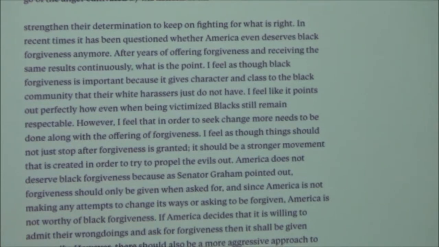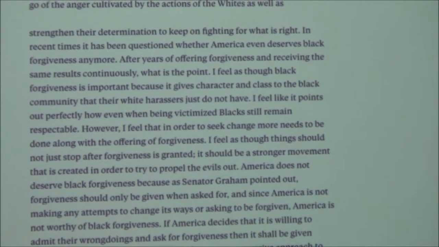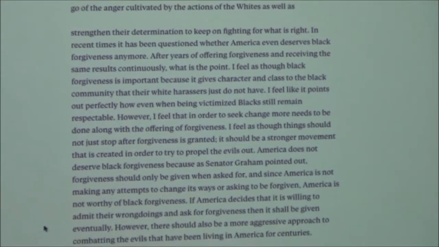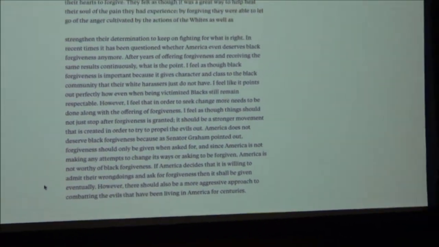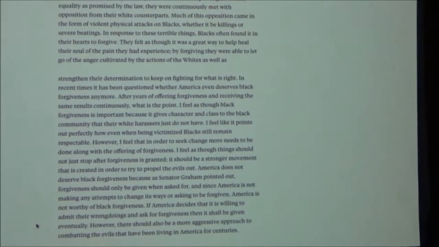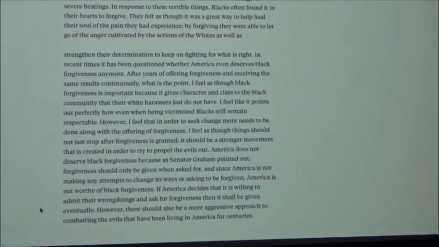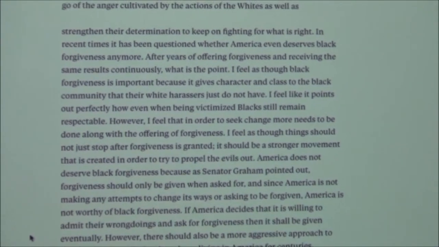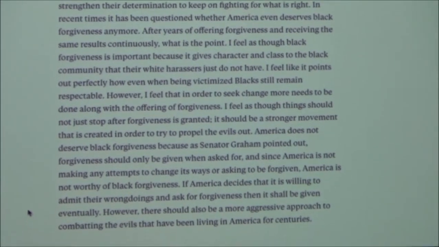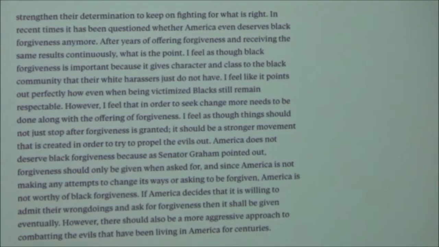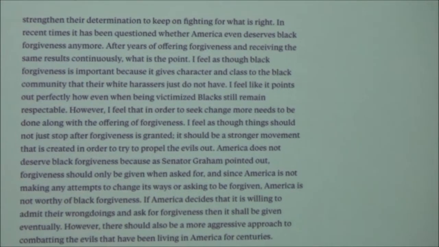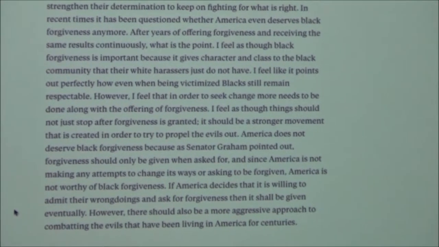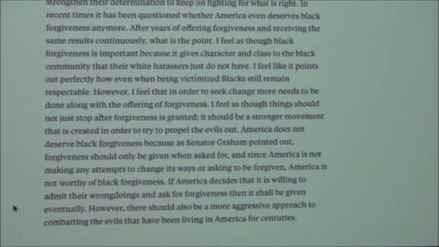I feel as though black forgiveness is important because it gives character and class to the black community that their white harassers just do not have. I feel like it points out perfectly how even when being victimized, blacks still remain respectable. However, I feel that in order to seek change, more needs to be done along with the offering of forgiveness. I feel as though things should not just stop after forgiveness is granted. It should be a stronger movement that is created in order to try to propel the evils out.